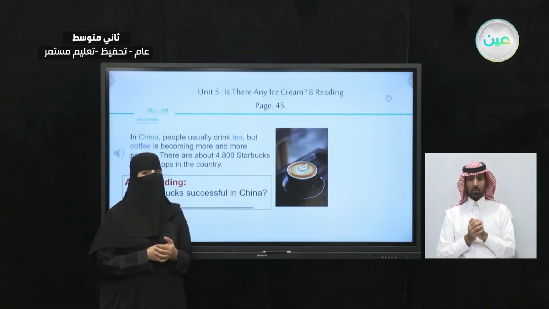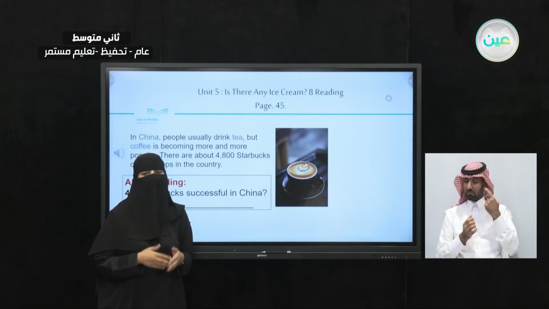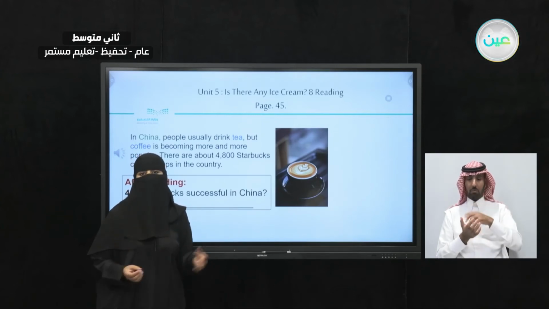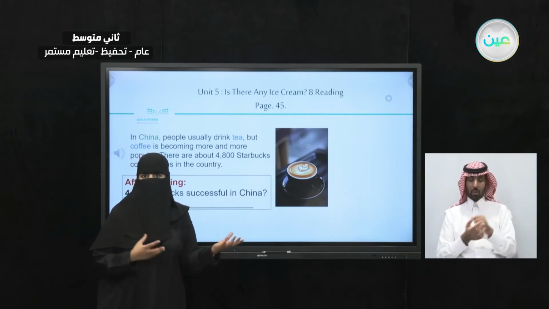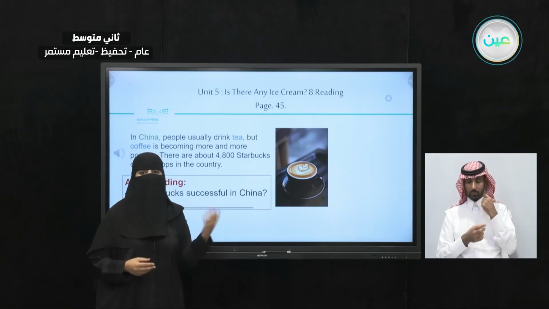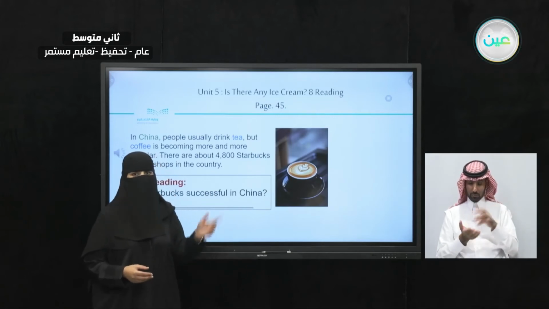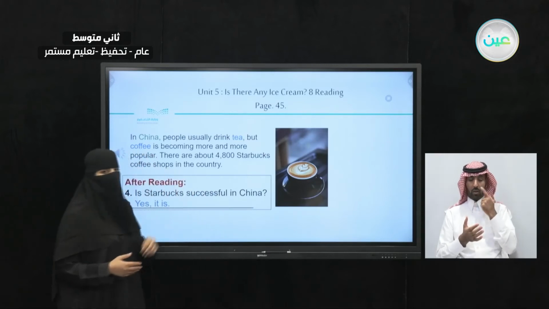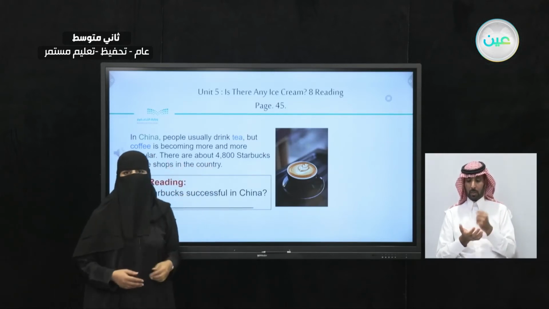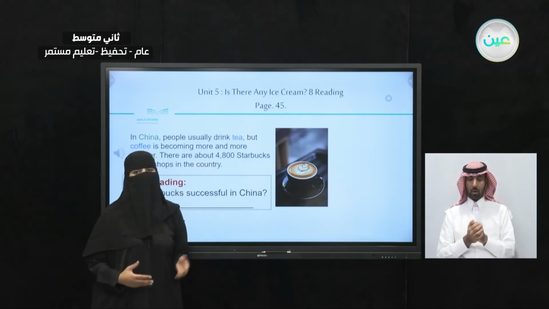So at the beginning, maybe they thought it was going to be difficult to open a coffee shop in China since the people like tea more than coffee. But after opening the Starbucks over there, actually it looks like it was successful. Otherwise, why would they have 4,800 Starbucks coffee shops over there?